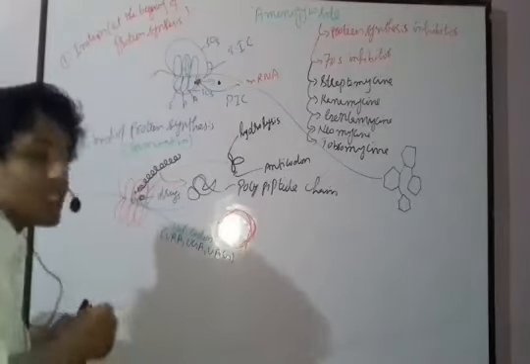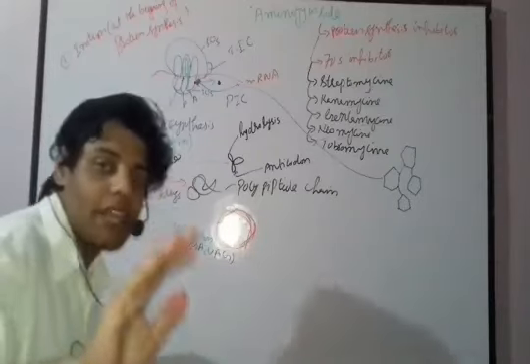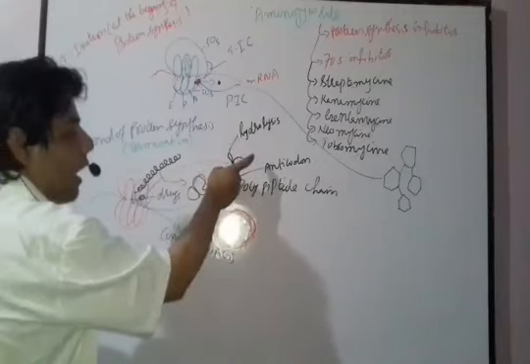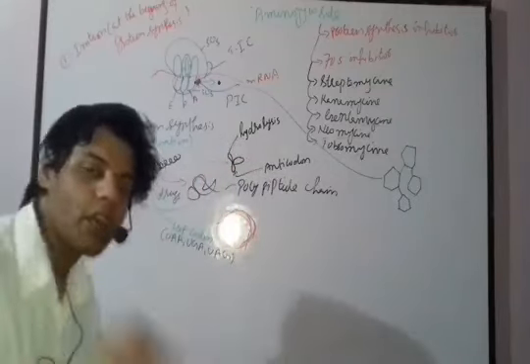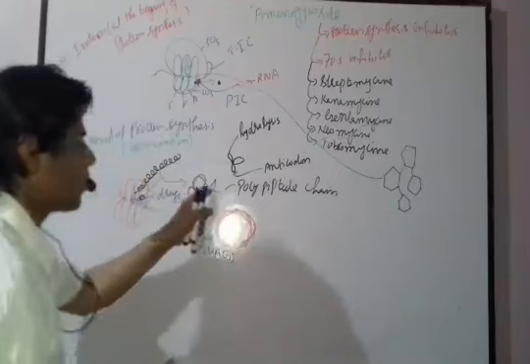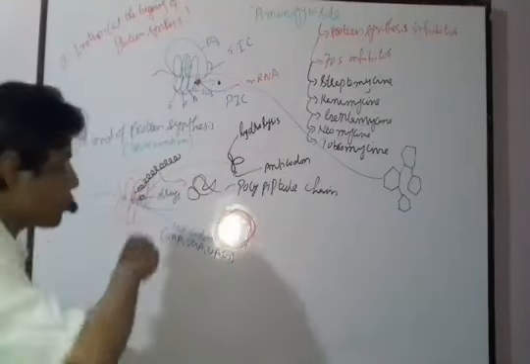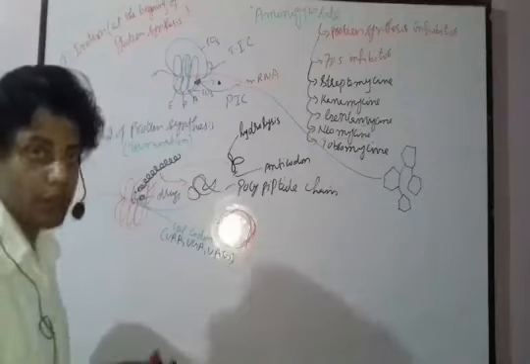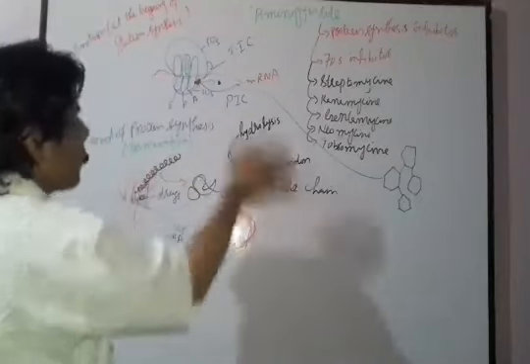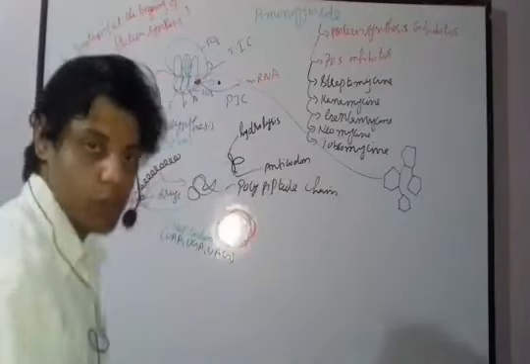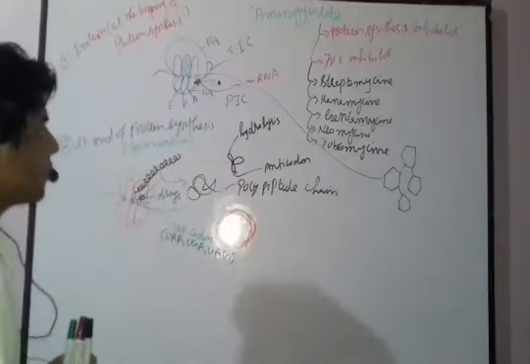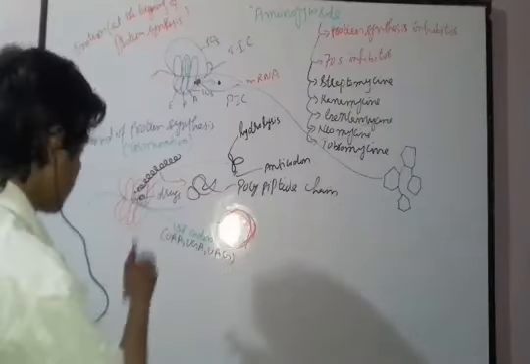This aminoglycoside will bind to this A site, and they will not allow the release factor to bind to that area. Why? Because the drug is already bound here. When the drug is bound to this A site, there will be no space for the release factor. So how will this polypeptide chain be cleaved and released from the ribosome to perform its function? So this is the second mode of action of these drugs.